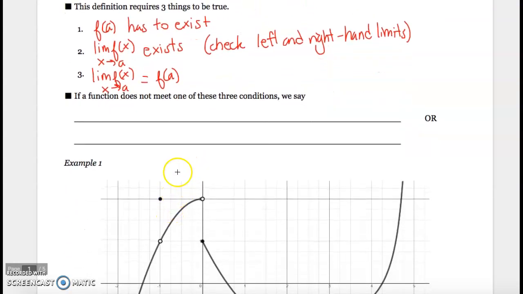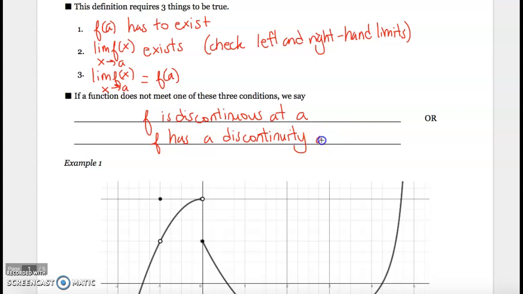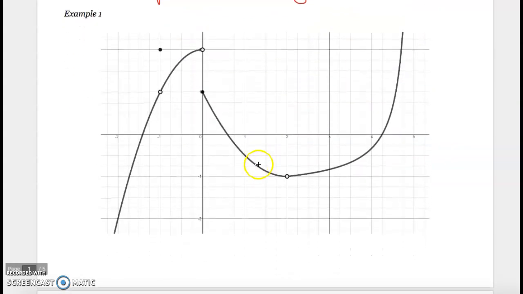If a function does not meet any of these conditions, so if it fails the first one, the second one, or the third one, or more than one of them, we would say that the function f is discontinuous at a, or you could say f has a discontinuity at a. So either way of saying it would be 100% correct. All right, let's go ahead and we're going to look at this example down here.